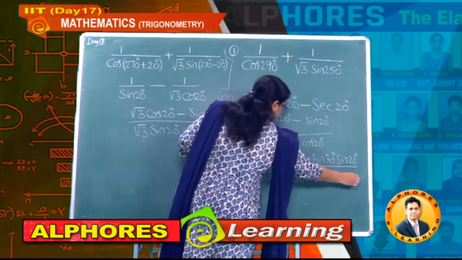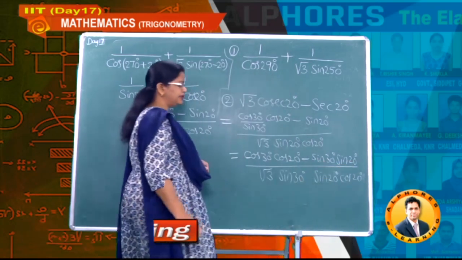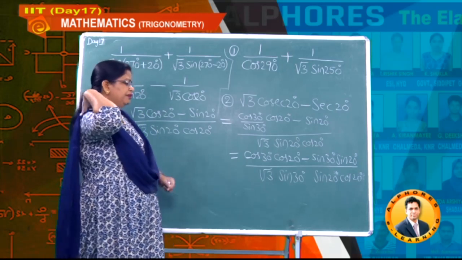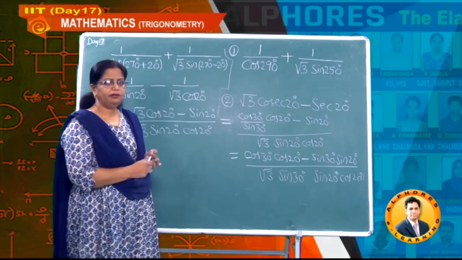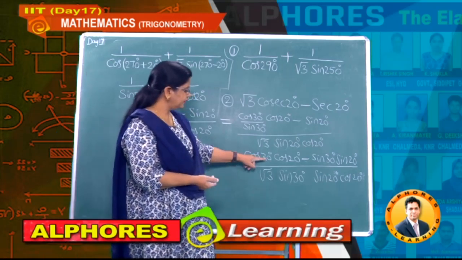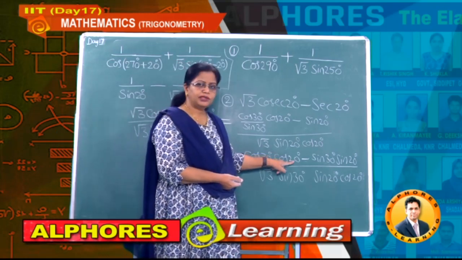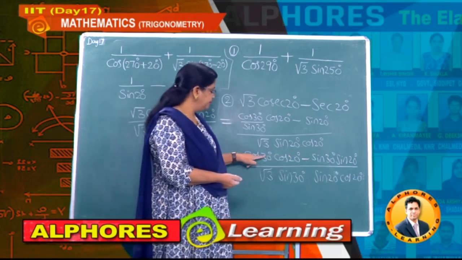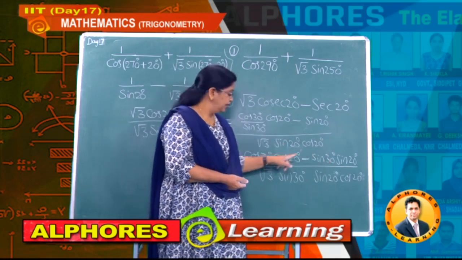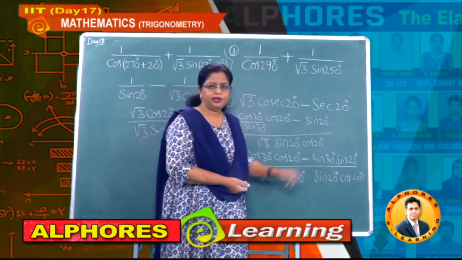Okay. So, up to this you got, right, students? Now, observe the numerator again. What kind of value you got here? Cos A cos B minus sin A sin B, with the same 30 degrees repeated, again the same 20 repeated.